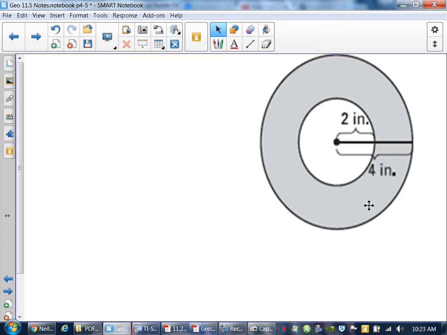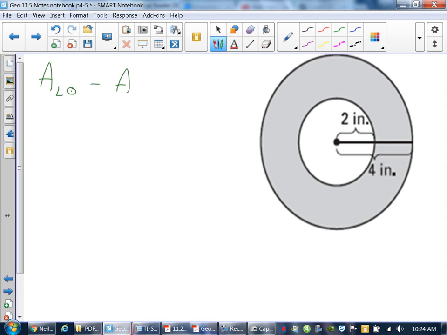When you're dealing with circles, those are one of the easier things to worry about, because it's just pressing buttons for squaring and throwing pi next to it. I want you to get in the habit of writing down what you're about to do before you do it, because it does help. This one's just the area of a large circle, subtract the area of a small circle.